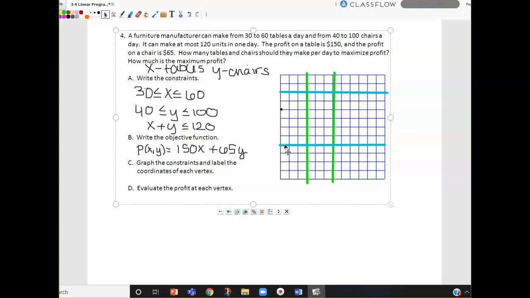So let's graph our constraints. You can see here I have on my axes already the green and blue lines representing the tables and chairs. So again, tables is between 30 and 60, and you have chairs 40 to 100. So we have this shaded region in here, which represents the number of units you can produce of tables and chairs.